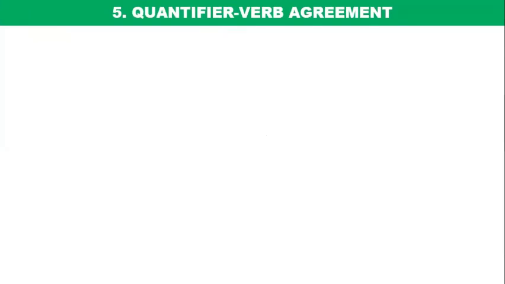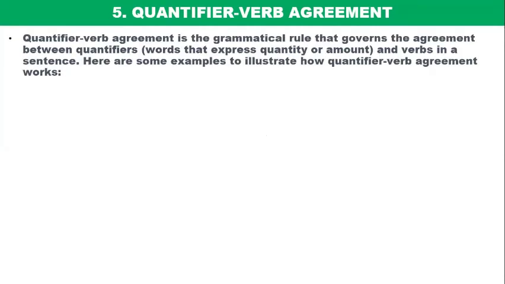Now we move on to quantifier-verb agreement. What exactly is quantifier-verb agreement? It is the grammatical rule that governs the agreement between quantifiers, which are words that express quantity or amount, and verbs in a sentence. Here are some examples to illustrate how quantifier-verb agreement works.